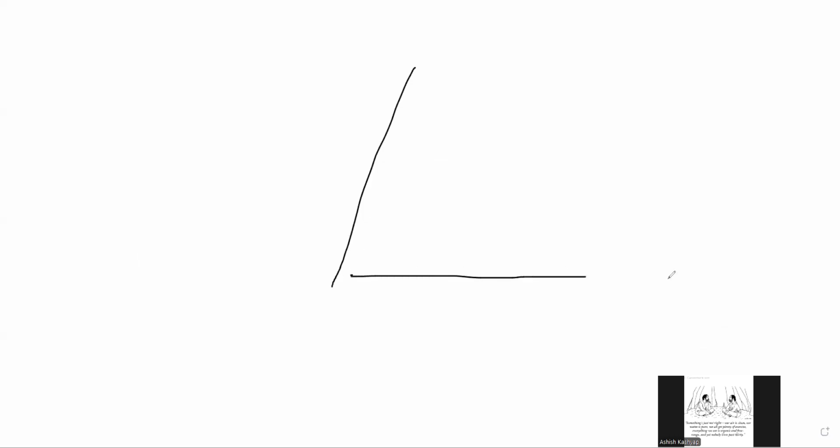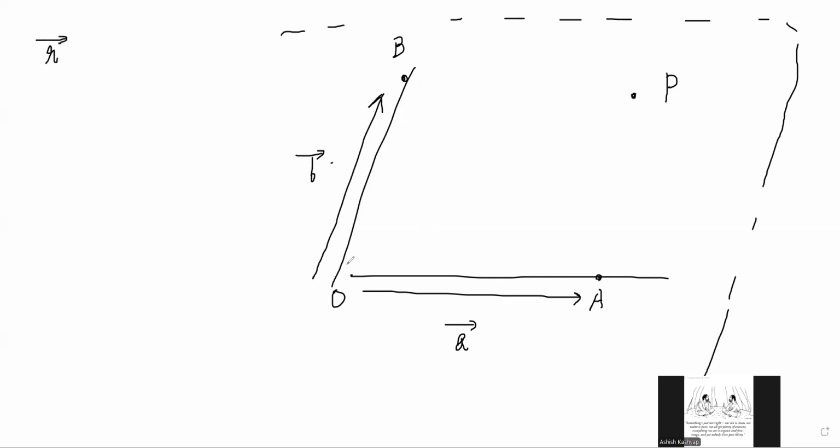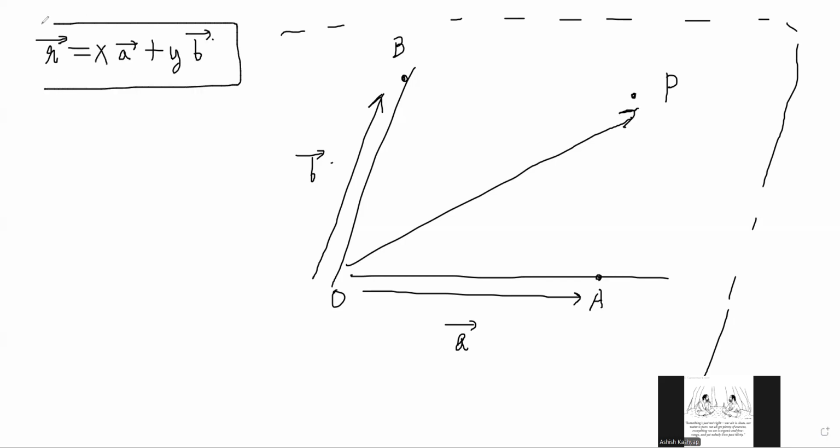So let's say we have a situation like this, where this is my point A and this is my origin. So this is my A vector and this is my point B. This is the origin, so this becomes your B vector, right? So what I want to show is that any point in this plane, the plane generated by A and B, can be written as R vector, equal to x times A plus y times B, for some real numbers x and y, right? So here A vector is OA, B vector is OB, and R vector is OP, right?